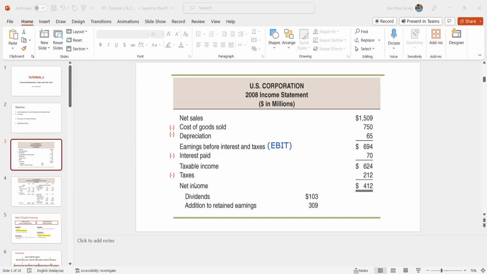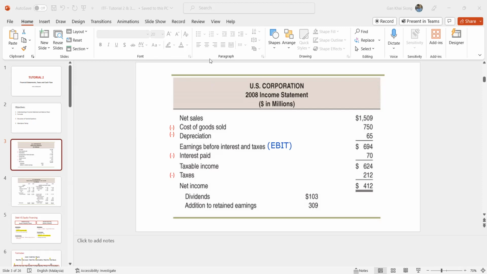Now, I want you to remember one thing. Once a company earns a net income, it can be used for two purposes. One is to pump it back into the business. Second is to give it in the form of dividends. Okay, so that's a very important formula that you must know in the beginning of today's class. So once the company generates the net income, okay, it can be used to pay out as dividends or it can be used to pump it back into the business.